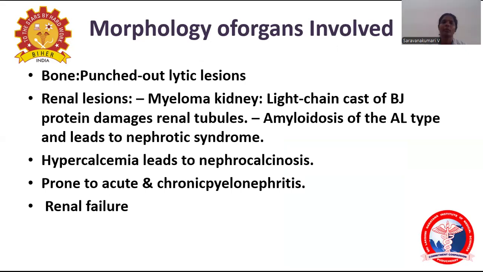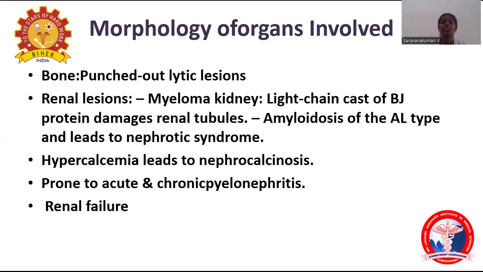Next, we will see the morphology of each organ which is involved in multiple myeloma. In the bone, as I discussed, because of the destruction by the neoplastic plasma cells, the patient can have punched out lytic lesions. It's a multifocal involvement, most commonly in the ribs, vertebra, femur, and renal involvement. Because of the renal involvement, this patient can have myeloma kidneys.